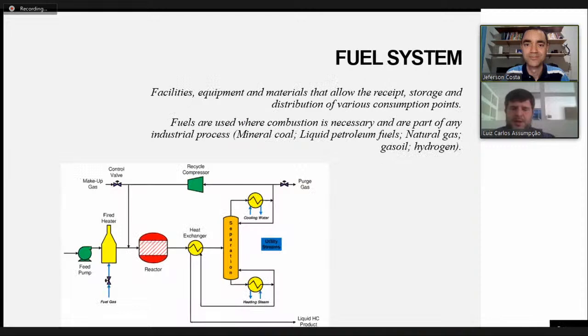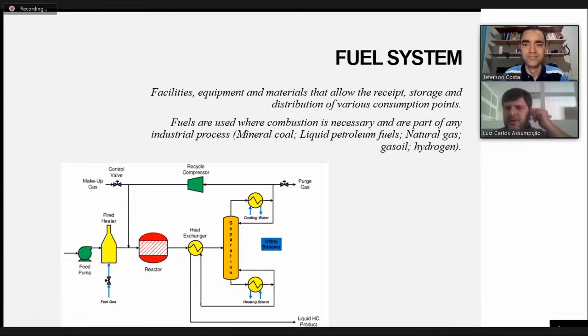Another utility system that is very important for industrial processes is the fuel system, which comprises facilities, equipment, and materials that allow the receipt, storage, and distribution to various consumption points. Fuels are used where combustion is necessary as a part of any industrial process. As examples, we can say mineral coal, liquid petroleum fuels, natural gas, hydrogen. Those are the most common fuels used in fuel systems in industries.